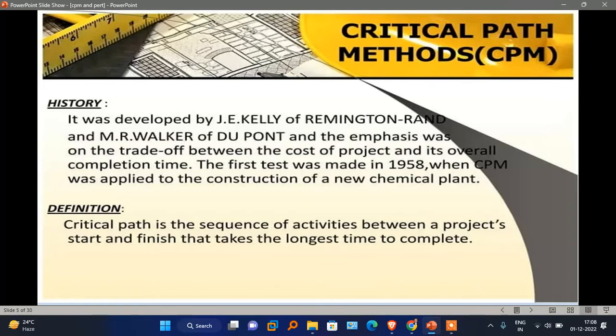Definition: the critical path is a sequence of activities between a project start and finish that takes the longest time to complete. In CPM, we would like to identify the maximum time the complete project could take. A whole lot of activities are planned for completing the project.